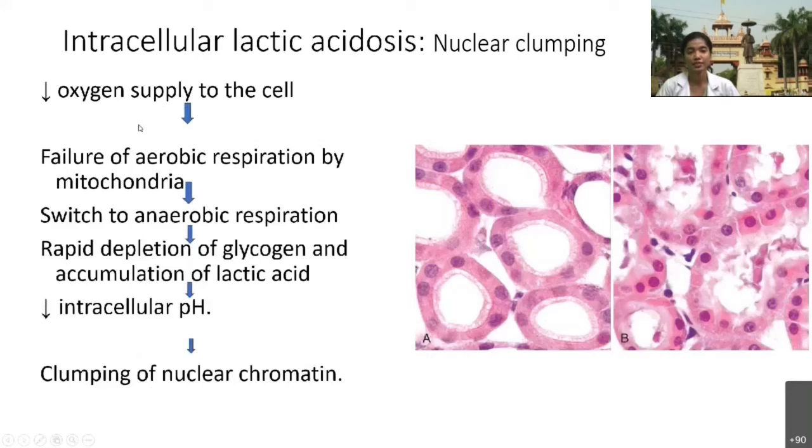As I had said, when there is decreased oxygen supply, there will be failure of aerobic respiration and a shift towards anaerobic respiration, which will lead to accumulation of lactic acid. So there will be a decrease in the intracellular pH, and this is the reason for clumping of nuclear chromatin. Now, this is a normal tubular cell of a kidney. We can see this is the normal nucleus, while this nucleus is appearing more clumped. So this is called the clumping of the nuclear chromatin.